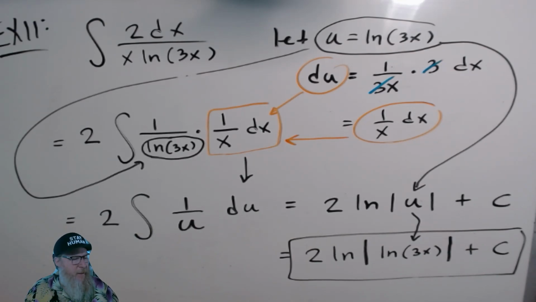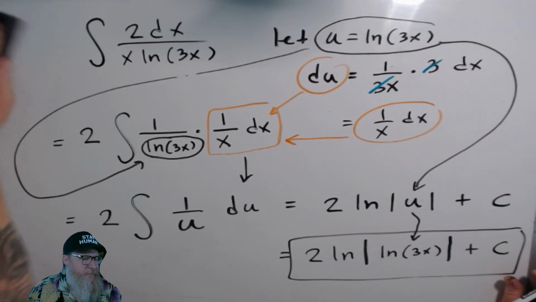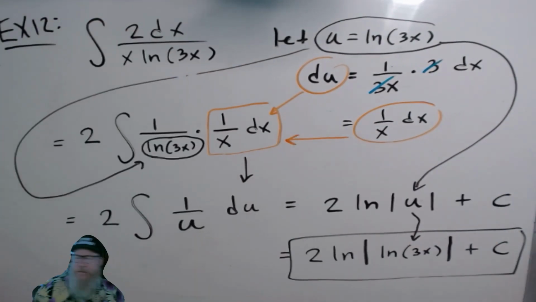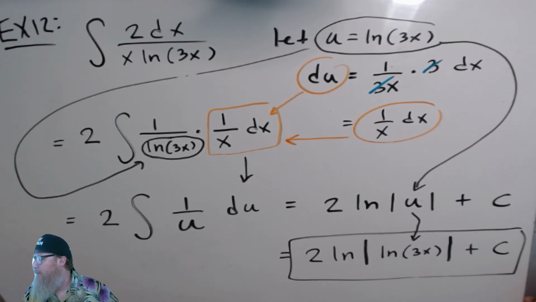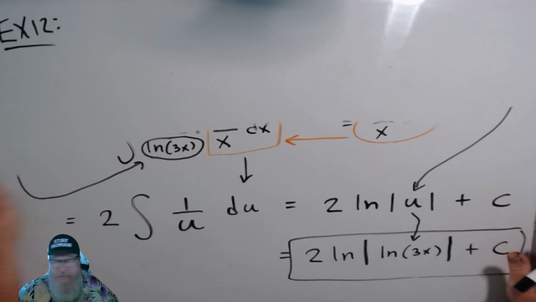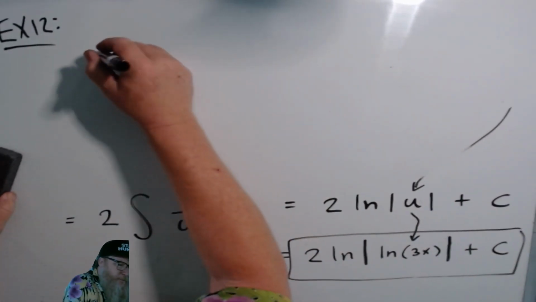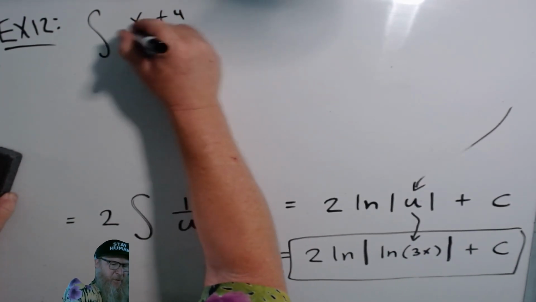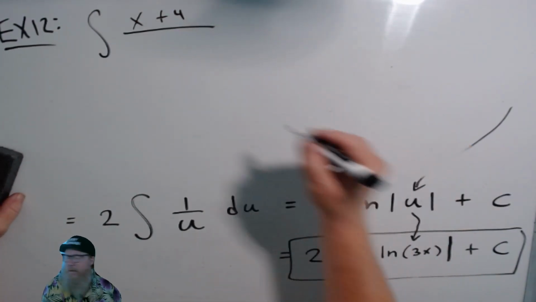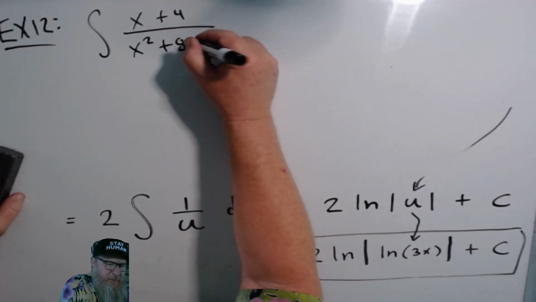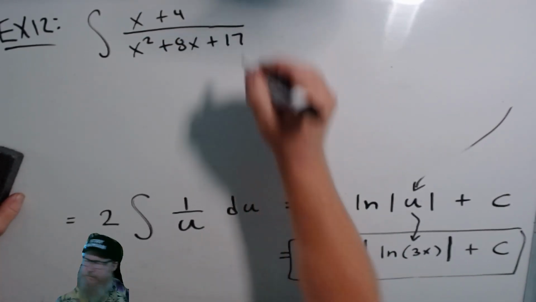All right, well, in the home stretch here, example 12. The integral of x plus 4 over x squared plus 8x plus 17.